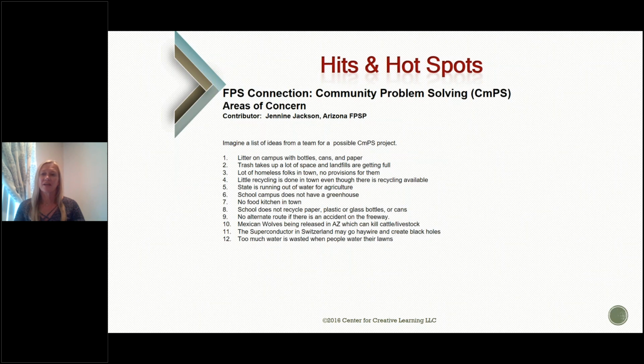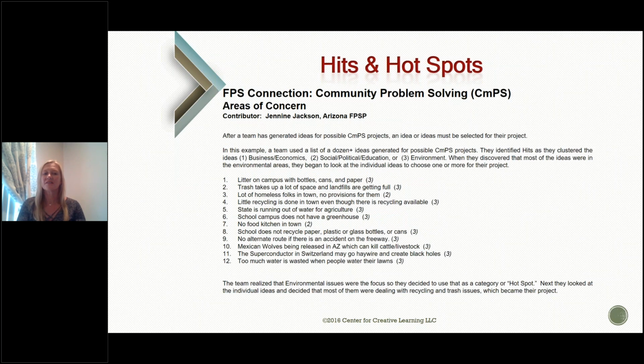Well, during generation, we do know that we don't judge the ideas. We save that for focusing, which is what we're doing now. So what we're going to do now is we're going to apply hits and hotspots to help us determine which project. So you'll see here on this slide, I've now taken all of those ideas from the previous slide, and we've decided to group them.